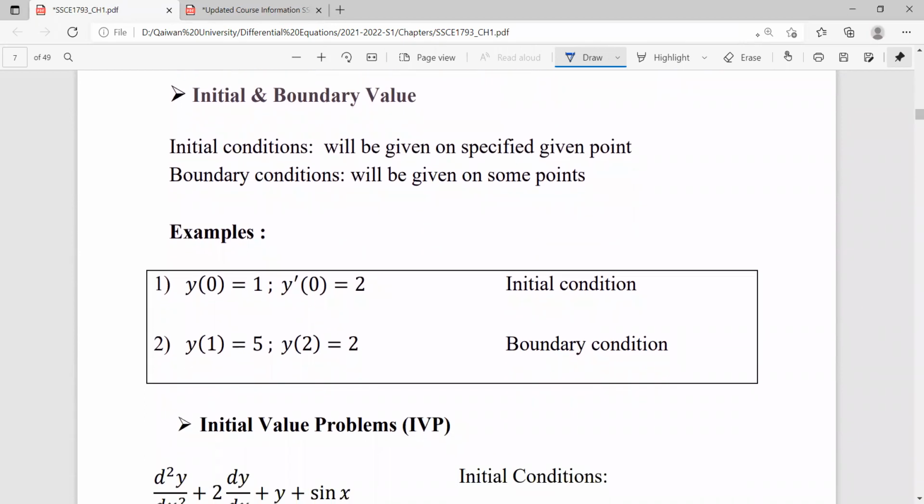And now we have initial and boundary value problems. Here, first we talk about initial condition and boundary condition. This is an initial condition because both are 0 here. Both are the same number. If both are the same number, it is an initial condition. For example, y of something and then y prime of something, if both are at the same point, we say that's initial.